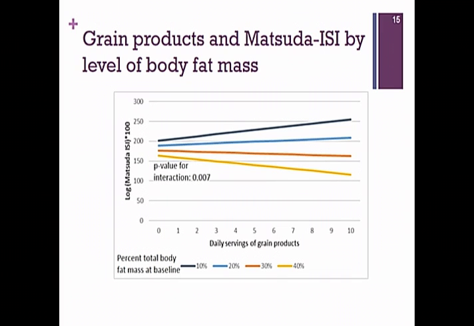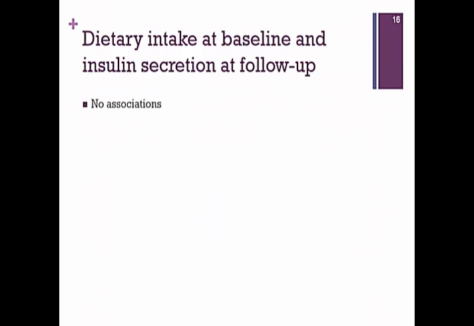A similar figure here looks at servings of grain products. Here what we see is that the association is negative in the kids with the highest level of adiposity, the orange and yellow lines, and is actually in the other direction in the kids who are the leanest, the two blue lines. The findings that I'm showing here are for the Matsuda insulin sensitivity index, and when we use the HOMA-IR as an outcome, we essentially found the same associations. However, when we looked at dietary intake and insulin secretion, we found no association at all.